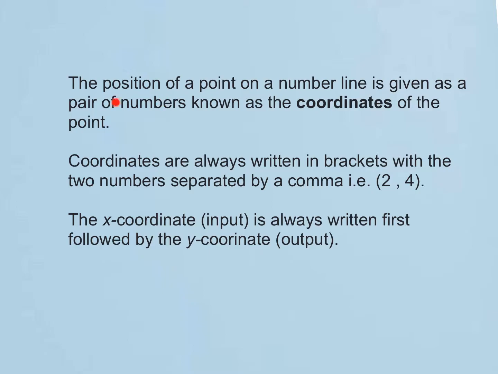The position of a point on a number plane is given as a pair of numbers known as the coordinates of the point. Coordinates are always written in brackets with the 2 numbers separated by a comma, so (2, 4), and they're both in brackets. The x coordinate is always written first, and the y coordinate is always written second.